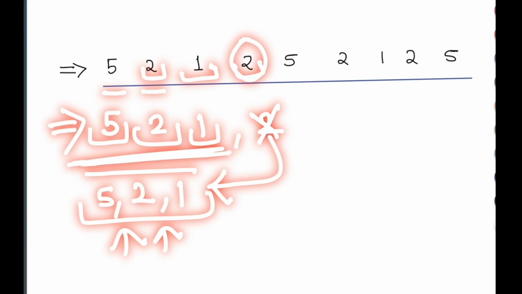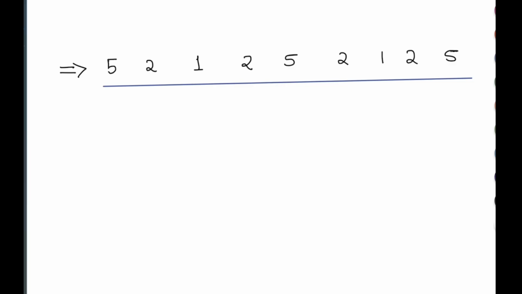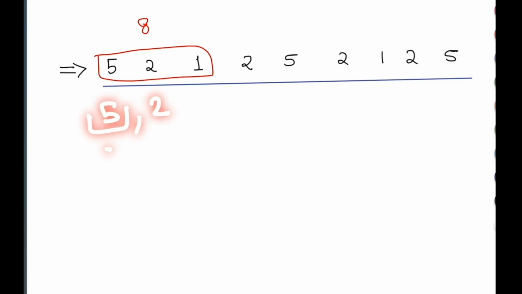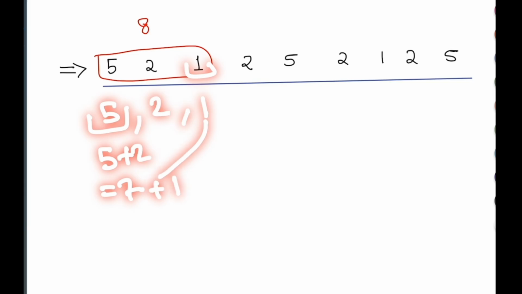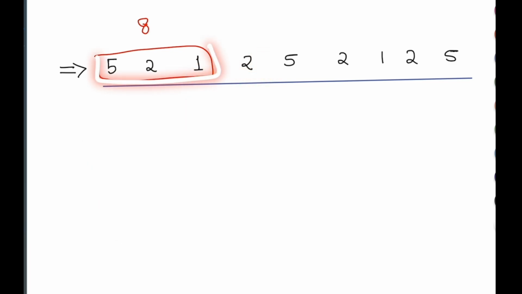Now this is a subarray. Now my subarray cannot have one more 2 in it. So from here I can say that I got a subarray. That subarray is 5, 2, 1, and the sum of this subarray is 8. What we can basically do is when we see 5, my sum will be 5. Then when we see 2, my sum will be 5 plus 2, which is 7. Then when we see 1, my sum will be 7 plus 1, which is 8, right? Now when we see 2, since we have already seen a 2, we cannot add this 2 in our subarray. So we got a subarray which is 5 to 1, which has a sum of 8.